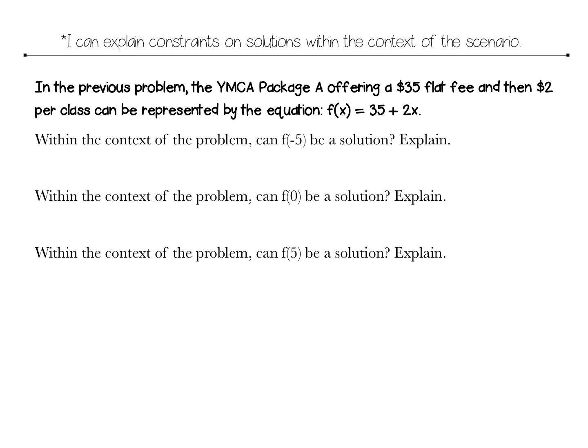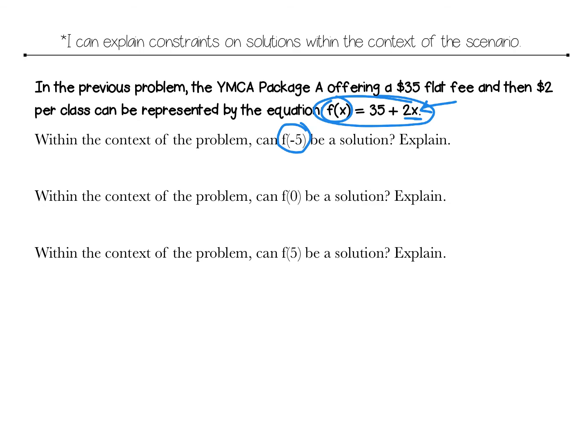All right, so we're going to go back to that YMCA package. One of our objectives is we need to be able to identify if something can or cannot be a solution and what it would mean in the context. So when I think about this right here, I'm paying $35 plus $2 a class, and this is my cost. X is my number of classes. So within the context of the problem, can I have f of negative 5? Meaning, could I put negative 5 in here and it makes sense?